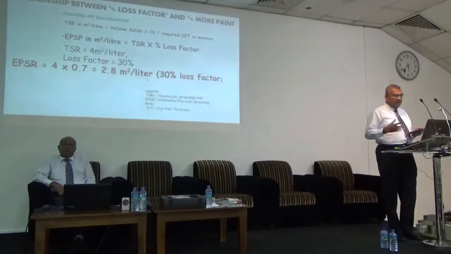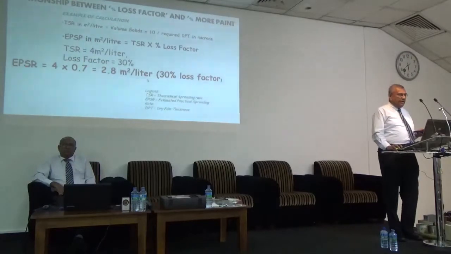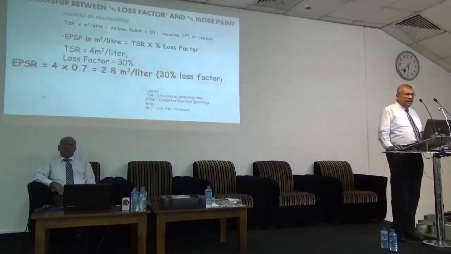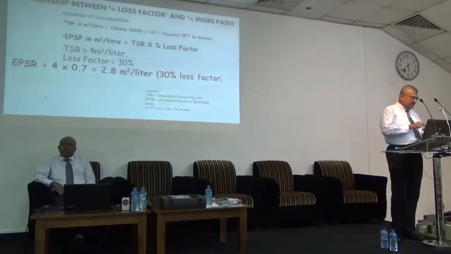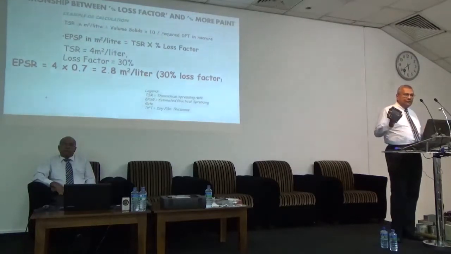And if we say it's air spray and inside the building, large plates, you take the loss factor as 40%. So into 0.6, you get 2.4 square meter per liter. So this is how the calculations are done in the paint industry.